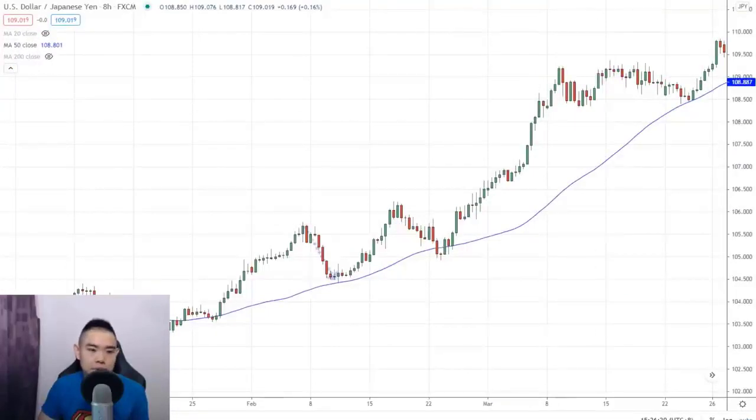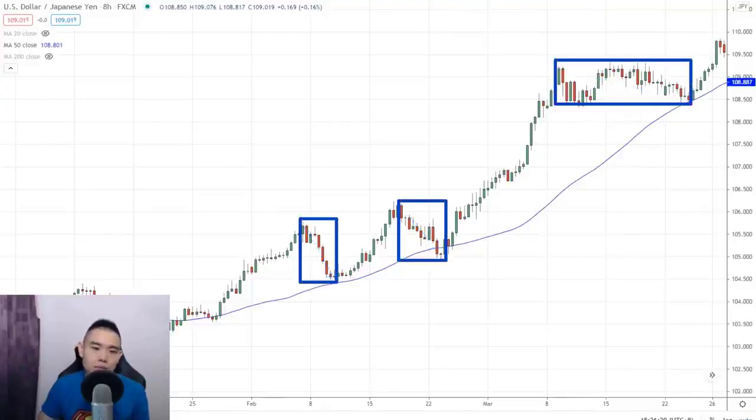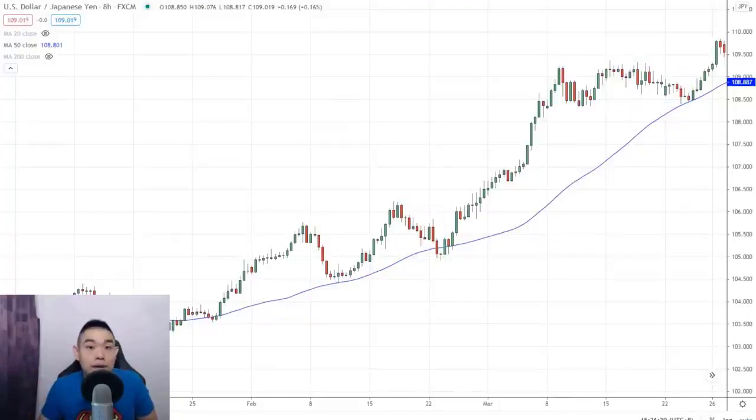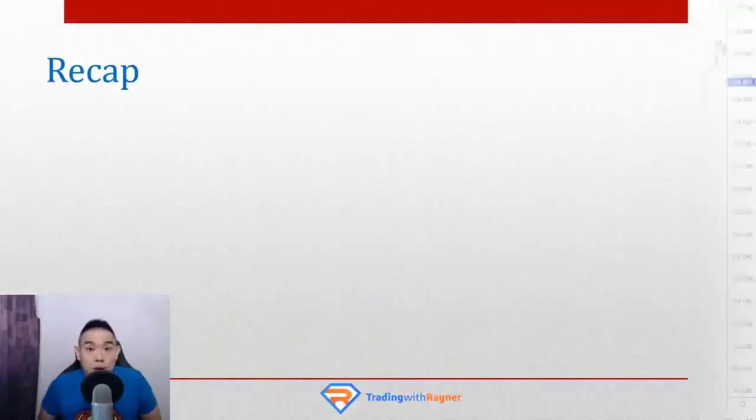This one you can see is much deeper. So this gives you more time. If the depth of the pullback is longer, in this case of the 50-period moving average, you have more time to plan your entry, compared to a 20-period moving average where you need to scramble and act fast. So this is why I prefer using the 50-period moving average to define the area of value in trending markets. Okay, let's do a quick recap of what you've just learned.